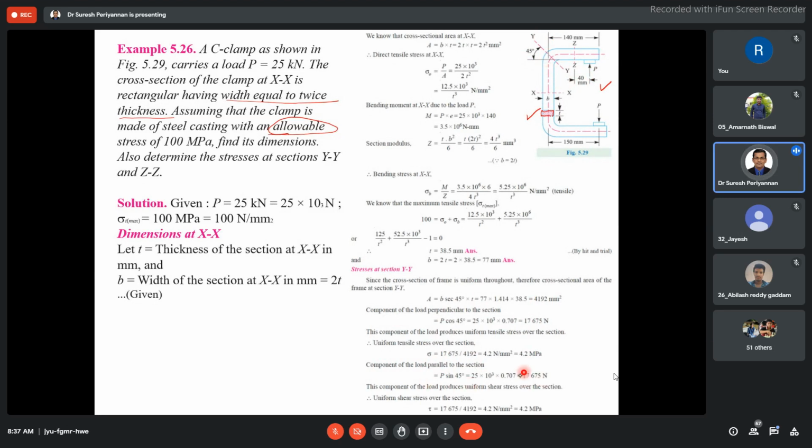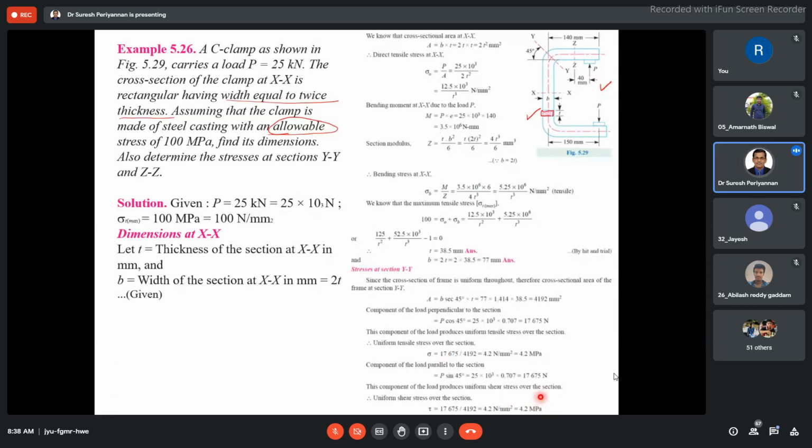This component of the load, of the same magnitude, produces a uniform shear over the section. Now tau is the load over the shear area. Here sin 45 and cos 45 are the same value, hence the load is similar, the area is the same, and the shear stress is also similar, 4.2 megapascal. Suppose it were cos 30 or sin 30, then the values would be different. But here sin 45 and cos 45 are the same, hence the direct tensile stress and direct shear stress have the same value.